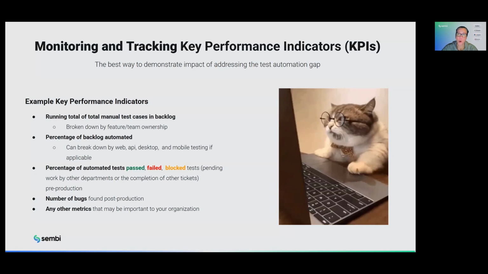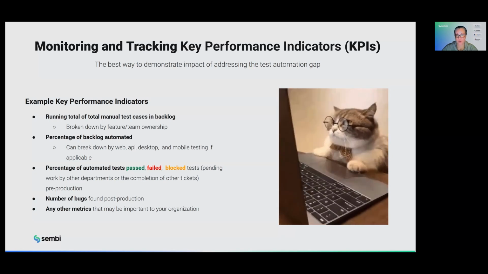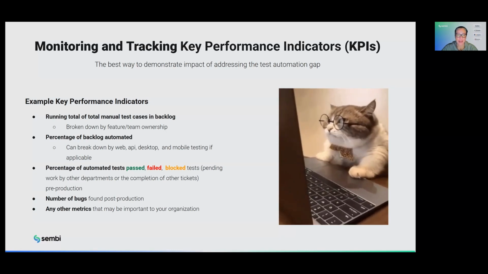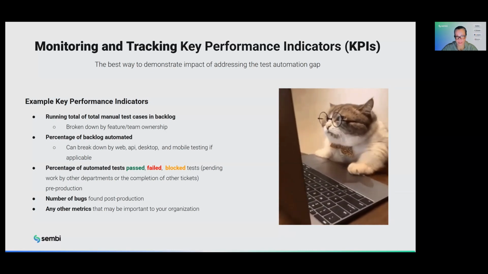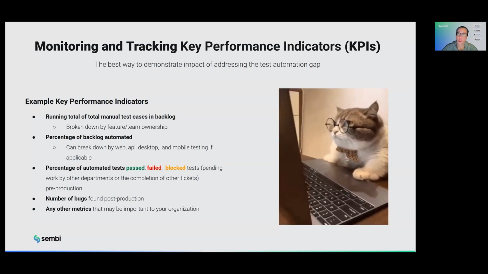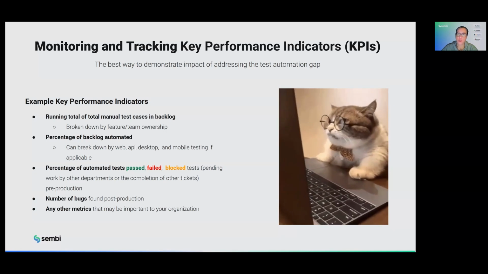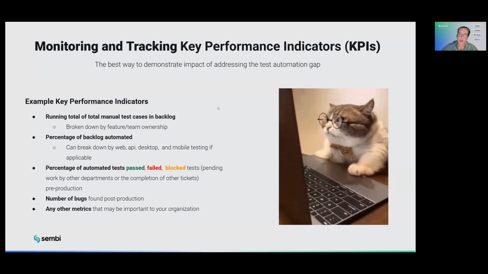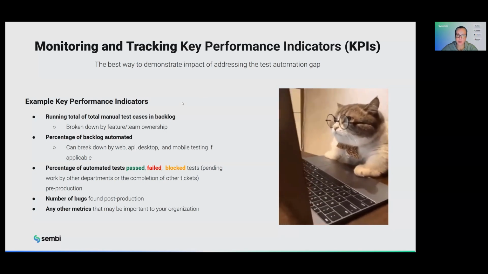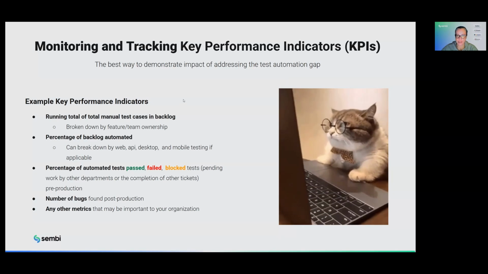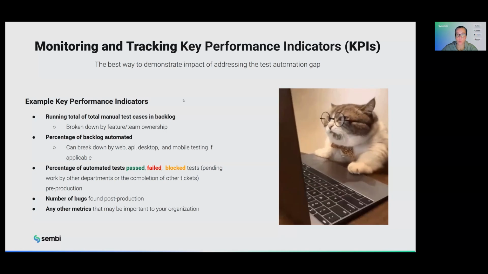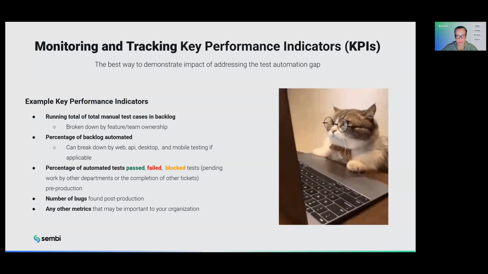The number of bugs found post-production. Ideally, if your tooling and processes are working, this number should go down. And then any other metrics that may be important to your organization. You may want to track your performance testing or load testing or user feedback, whatever you find important. But the more you're able to track it, you'll be able to see very clearly what areas you need to give a little more attention to, where some more troubleshooting might need to happen, and where you may need to allocate some more of your resources.